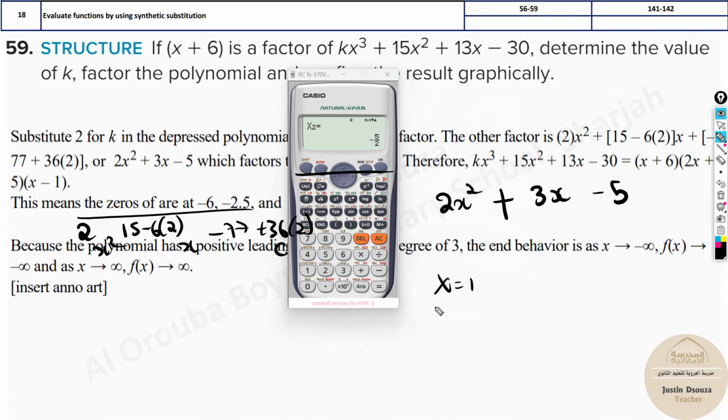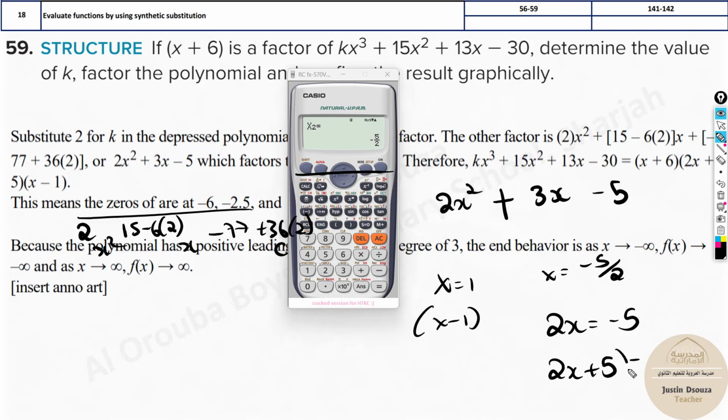x is equal to 1 is simple. x minus 1 will be the factor. What about x equals negative 5 by 2? Answer is this. But when you write the factor, take the 2 to the other side. It will be 2x equals minus 5. Take minus 5 to the other side. It will be 2x plus 5. That is the factor. Or there is one more way.